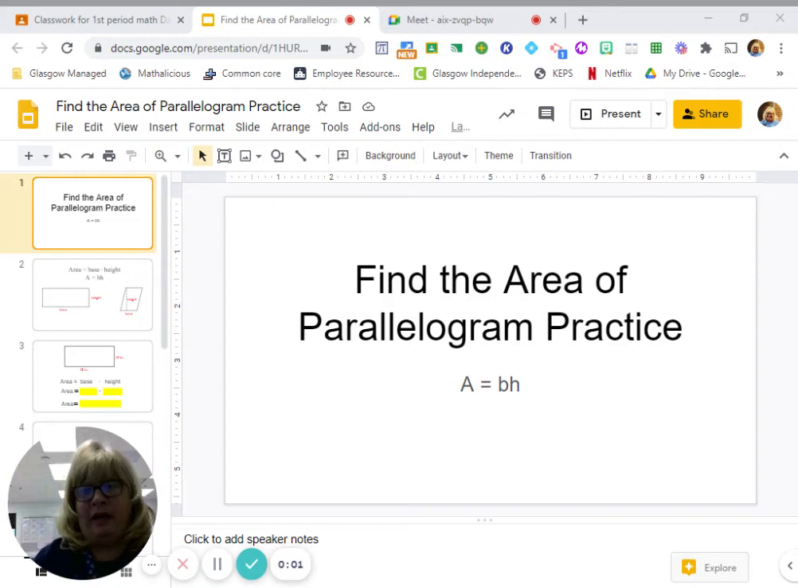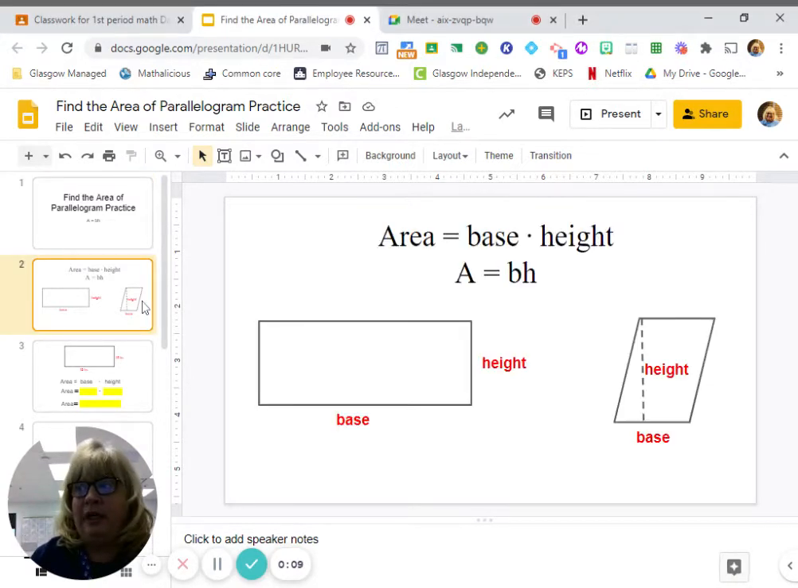With finding area of parallelograms, I'm going to mainly show you on this video how to work the slides. So the first one here, I've given you just to remind you that this is your formula: area equals base times height. To find the area, remember the area is the space inside of the figure.